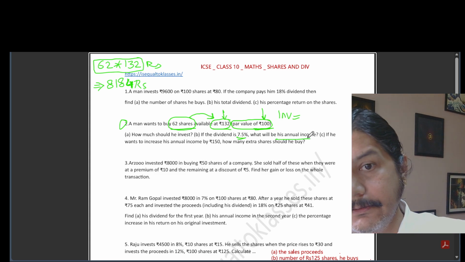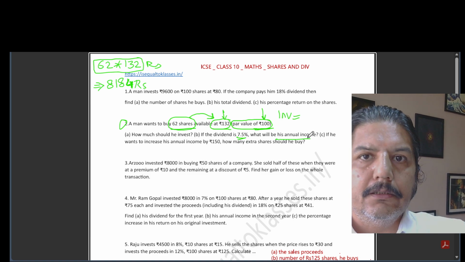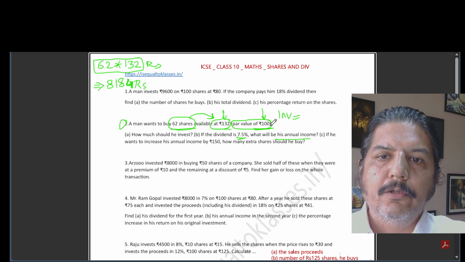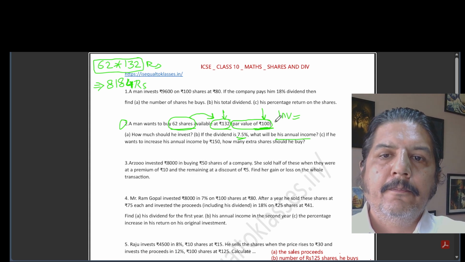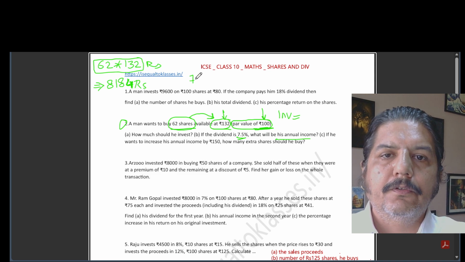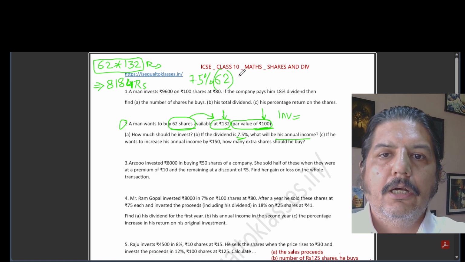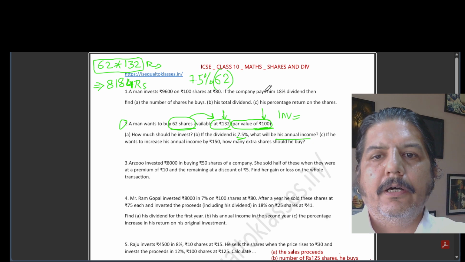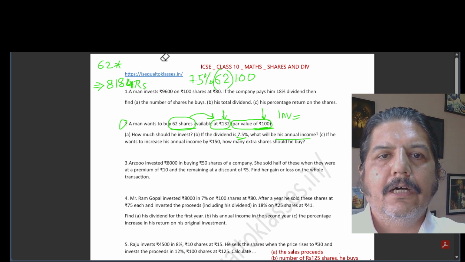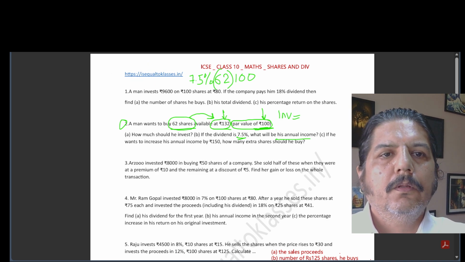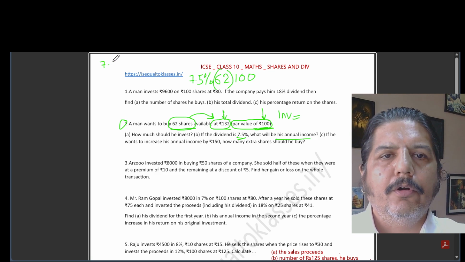See, what you need to understand is that dividend is always at the nominal value. So this is the value at which he will get the dividend. So 7.5%, this is the dividend multiplied by the number of shares that he has, 62, multiplied by the par value, rupees 100. So when I calculate this, I will get the dividend. How I'll calculate this is 7.5 divided by 100 multiplied by 62 multiplied by 100.